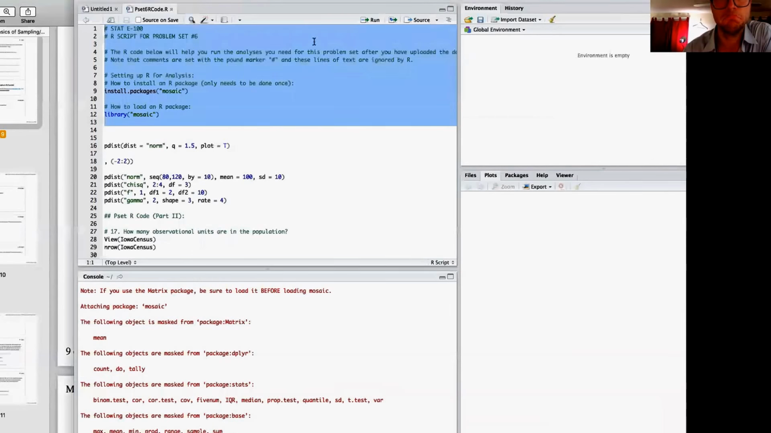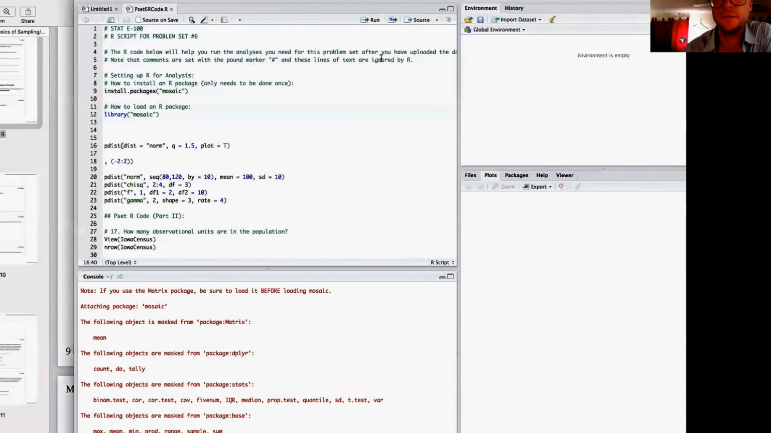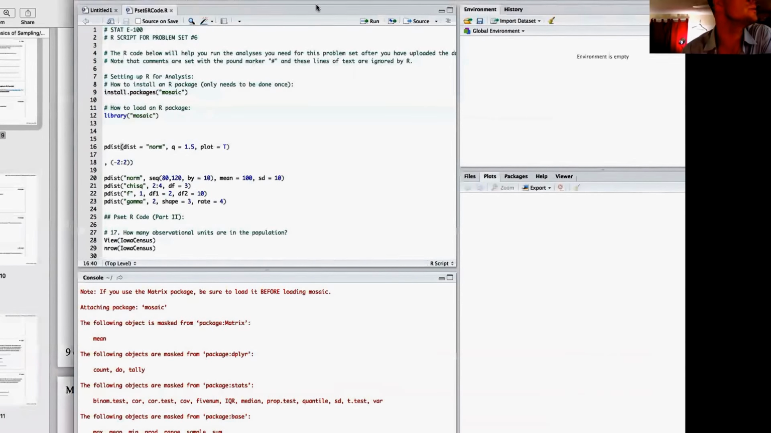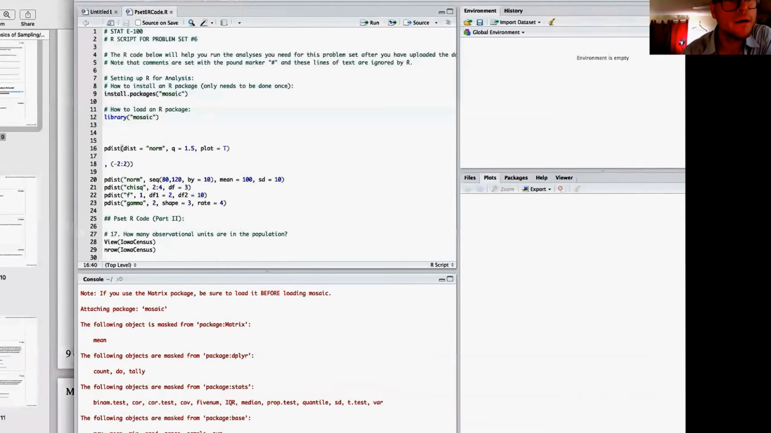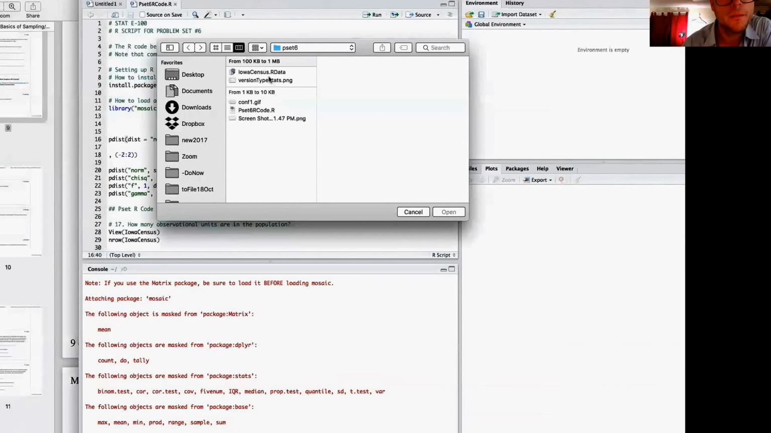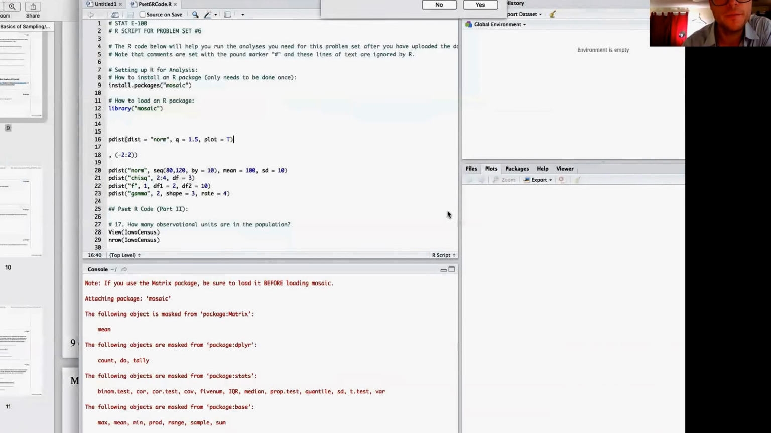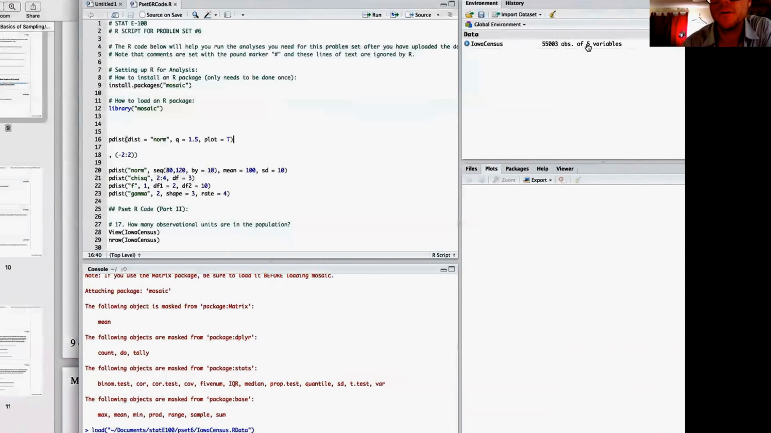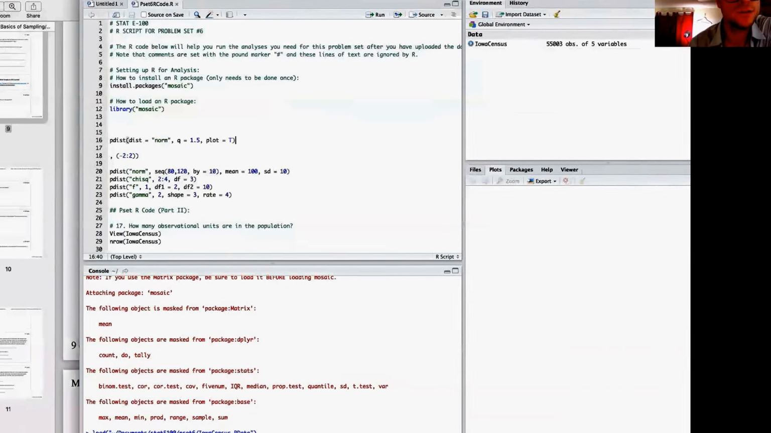again, oh, that's strange. I'm sorry. File, Open. Iowa census data, Open. Yes. Okay, there we are. So we have 5 variables here. We can see that here. Keep in mind, you can also use the View function.